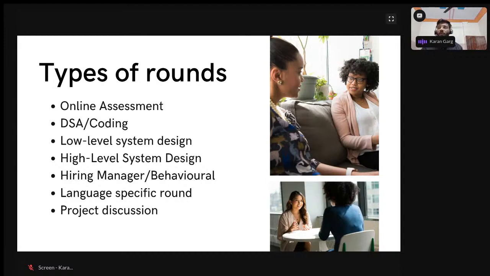Then a few of the companies have a language specific round. For example, if the job requires Java, they may ask you something related to Java. Or if the job requires Node.js, they may ask you something about Node.js. At least in top companies, there is no such language specific round in most of them. So you don't have to specifically prepare for one specific language, but if you are working in a specific language, you should have end-to-end knowledge about it. For example, if I'm working in Java, I should have a basic understanding of how Java works, how things work in Java, how different components work in Java. All the basics of the programming language should be there. Then project discussion. This generally is part of the hiring manager round itself, where they talk about your previous projects.